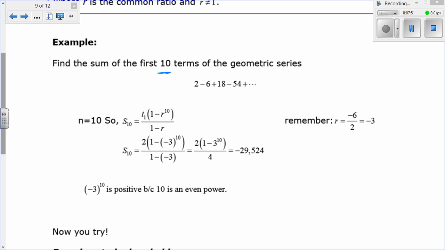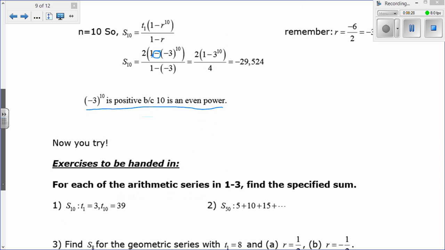And then 2 times 1 minus anything raised to an even power. Negative 3 to the 10th has to be positive because 10 is an even power. If we have an even power, we have an even number of negative signs, so this would actually be positive. So I can just do minus 3 to the 10th, because I have that minus sign there. On my calculator, I would do 3 to the 10th, 1 minus, times 2, divided by 4, and I would get negative 29,524. Okay?